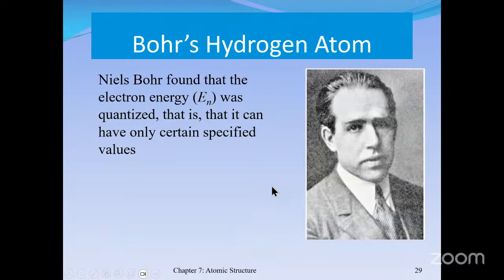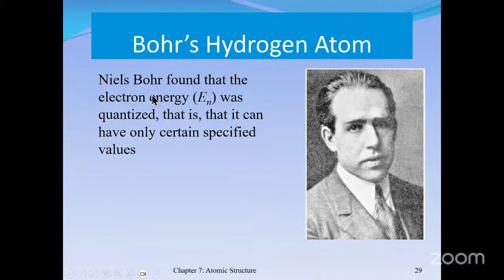Now, we're going to get to the connection between radiation and the structure of the atom. And the first person that came up with the idea of connecting the two, based on the experimental observation of the light spectrum, is this guy here. His name is Bohr, Niels Bohr. And he came up with a theoretical idea, a model of the hydrogen atom.